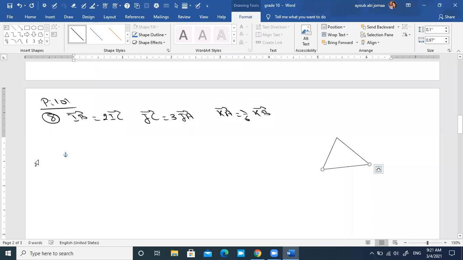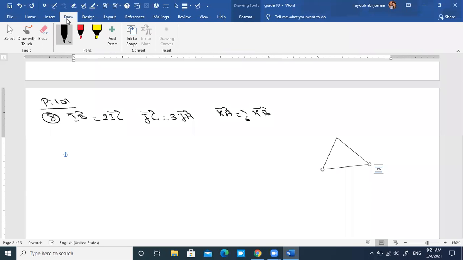Okay, here we have triangle A, B, and C. ABC is any triangle. But how can you plot point I so that IB is equal to 2IC?